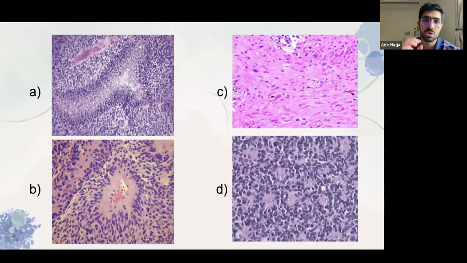It's basically the one that shows Rosenthal fibers, which, as you guys remember, I told you are basically the pinkish lollipop for a kid. So here is a pinkish lollipop, here another pinkish lollipop, Rosenthal fibers, and here we can find Rosenthal fibers as well. Okay, now I want you guys to tell me what's A.